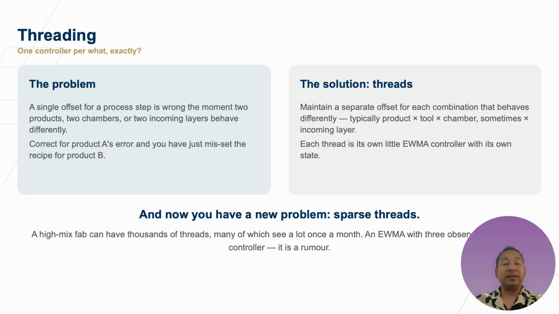This creates a problem that is specific to high mix fabs. A high mix fab can have thousands of threads, many of them seen only once a month. An EWMA with 3 observations behaves like a rumor. The real solutions are hierarchical. Pull information from related threads, so a thread with 3 observations borrows strength from the product family or a chamber group that it belongs to, which, if you want a bridge to the statistics you will meet later, is a random effects model, and it is one of the places where machine learning has genuinely improved classical R2R control.